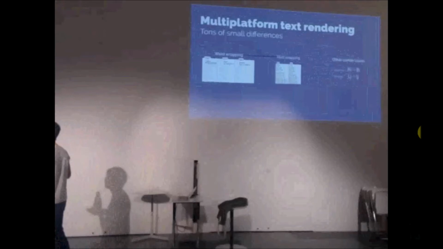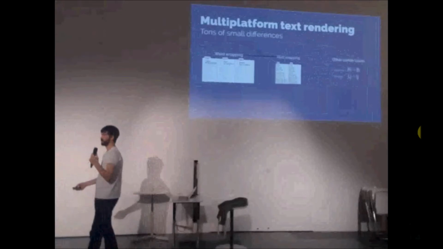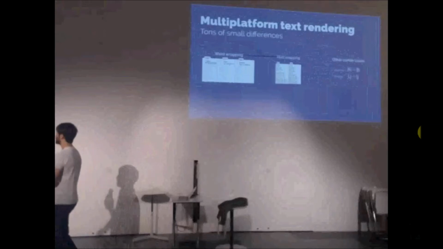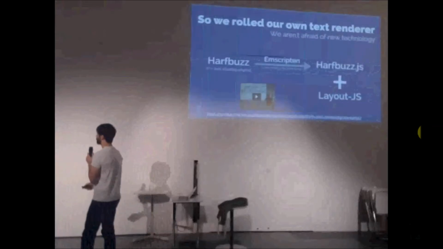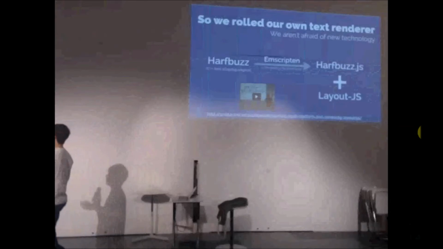So what we could do is write our own text rendering engine, but that would be crazy because there's so many different languages to support and so many different corner cases. So we did the next best thing. We took a rendering engine that's used by Firefox and Linux. It's called HarfBuzz, and we compiled it to JavaScript using Emscripten.